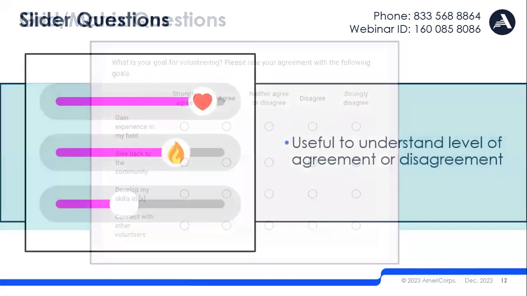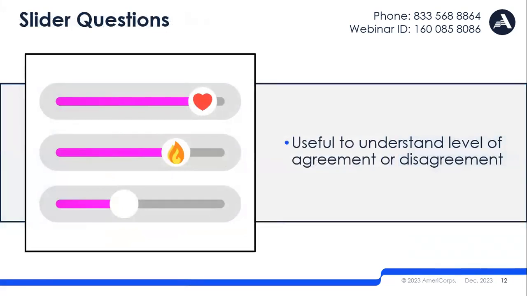The other way that you can understand levels of agreement or disagreement is with a slider question. So you're probably familiar with this type of question from social media. It's a common way to build interaction into a post. And the same principle can be used in a survey for your volunteer program. So you could use a slider to understand the level of which someone agrees or disagrees with a statement or an idea. And you can really just use these like a rating or a Likert scale.